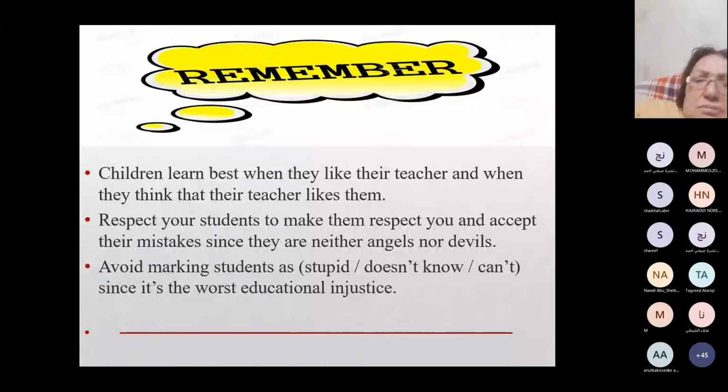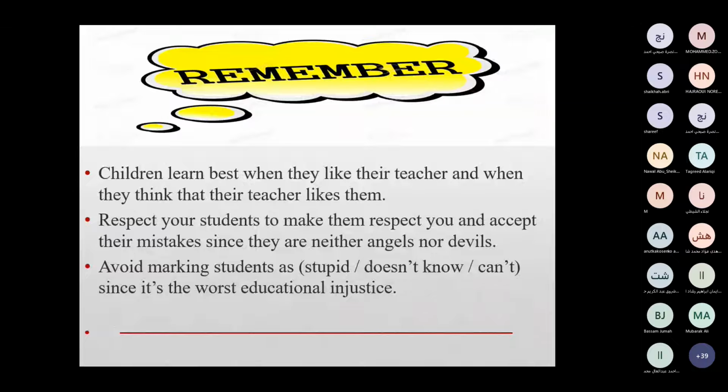And you have to respect your students to make them respect you and accept their mistakes, since they are neither angels nor devils. And you have to avoid marking students. As we said, we have the idea of multiple intelligences. So according to this idea, there are no stupid or unintelligent students. They are divided into multiple intelligences. So there are no such stupid or doesn't know or cannot students, since it is the worst educational injustice.